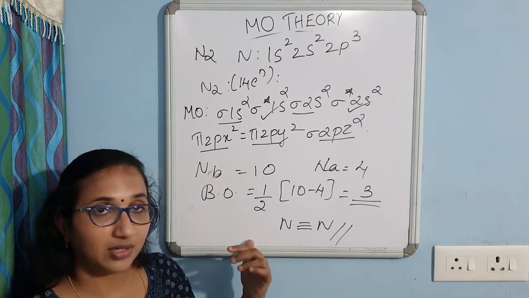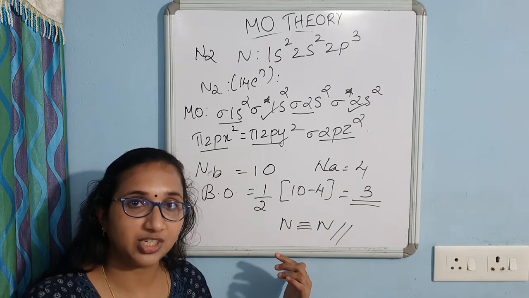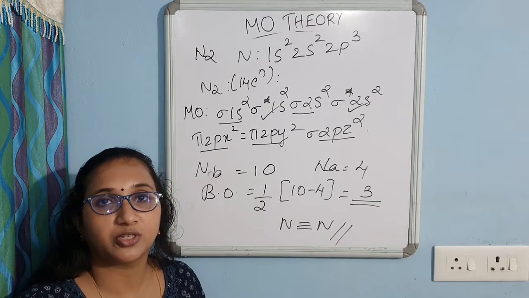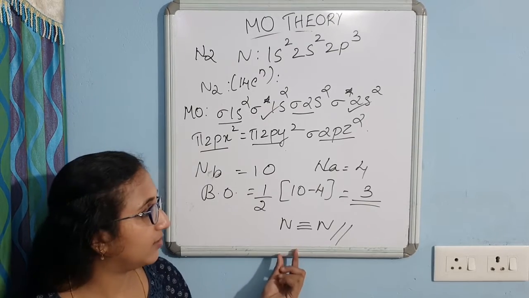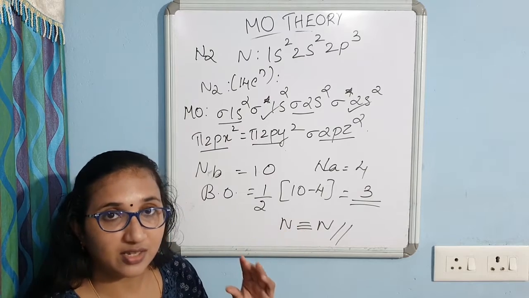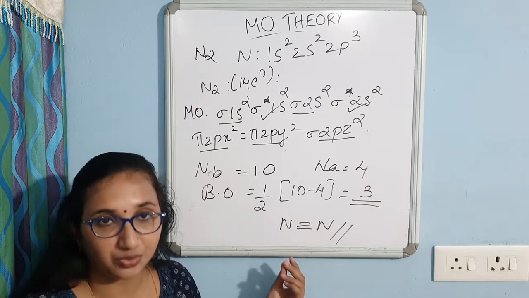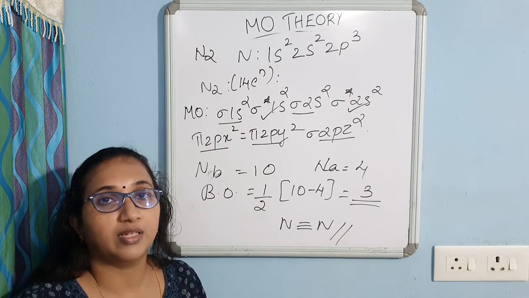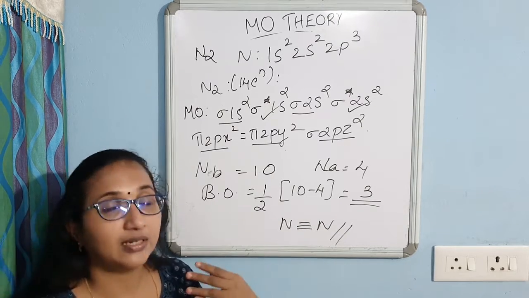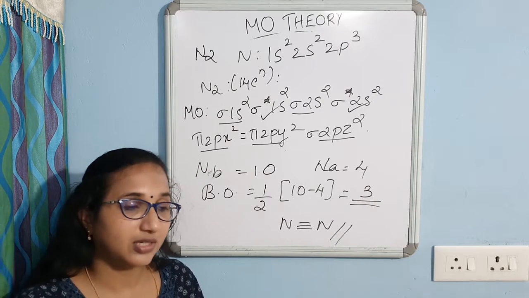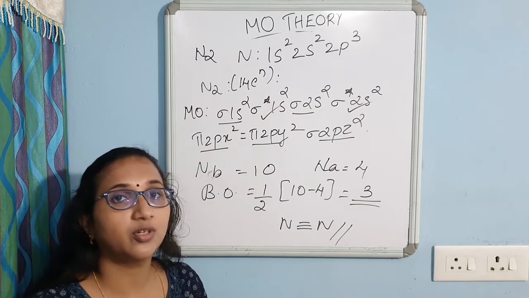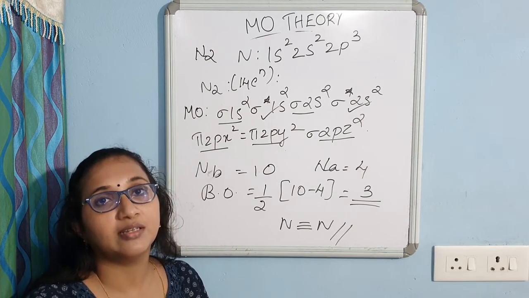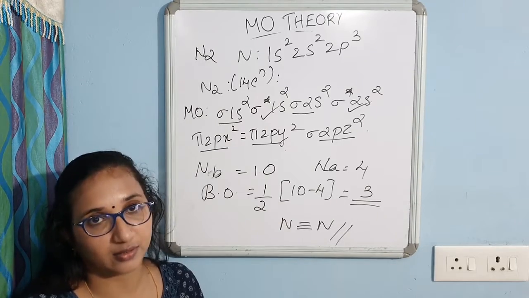So we can say bond order is directly proportional to bond dissociation energy and also stability, but it is inversely proportional to bond length. If the bond is very strong, the bond length will be very short. So higher the bond order, lesser will be the bond length. In other words, bond order is directly proportional to the stability of the molecule and to bond dissociation energy, but inversely proportional to bond length.